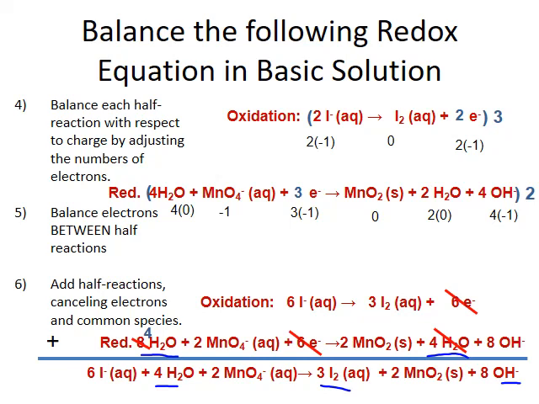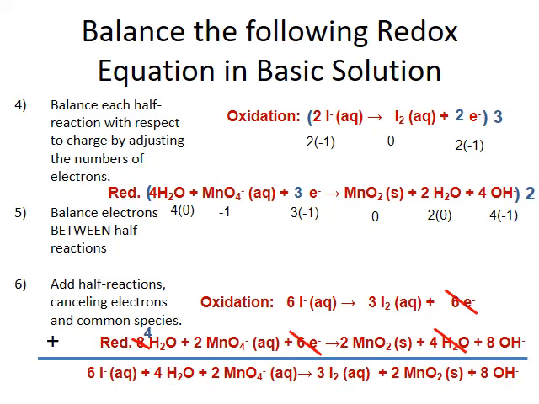We have 4 oxygens in the water plus 2 times 4, which gives us 8 oxygens in permanganate. So that's 12 oxygens total on the left. And we also have 2 times 2, or 4 oxygens in manganese dioxide, plus 8 in the hydroxides. So 4 plus 8 gives us 12 as well on the right. And finally, we have 2 manganese on the left and 2 manganese on the right. Everything is still mass balanced.